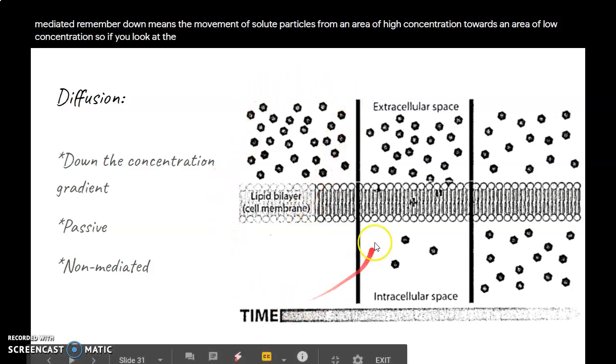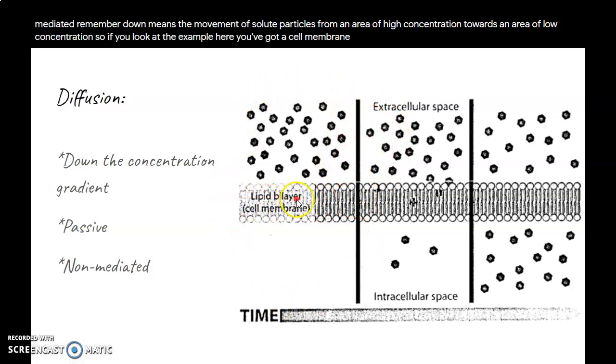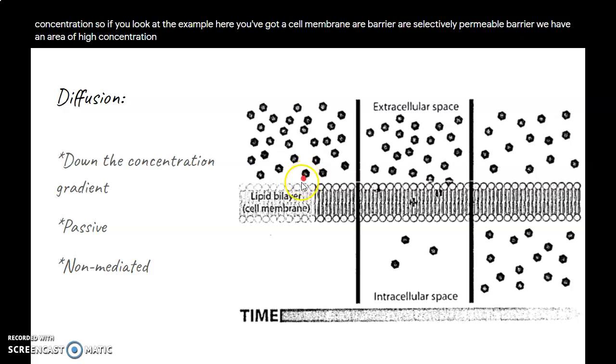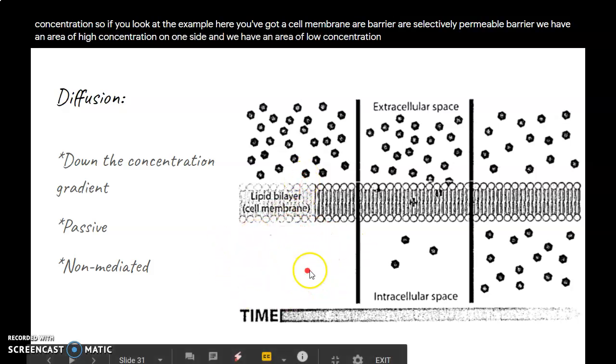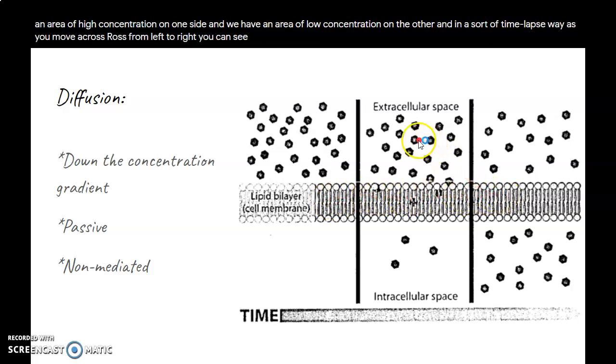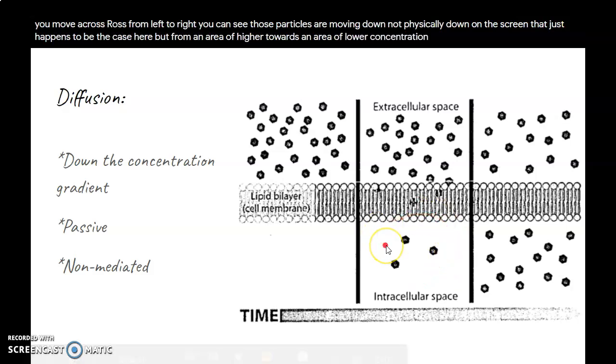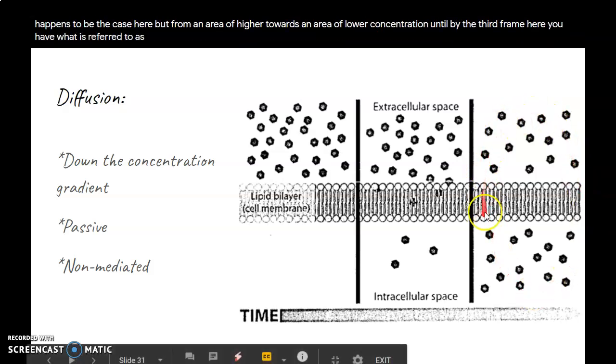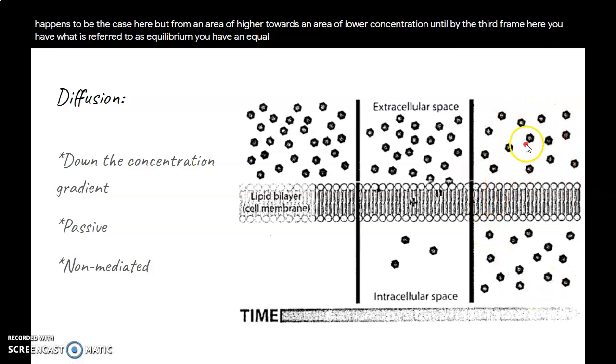So if you look at the example here, you've got a cell membrane, our selectively permeable barrier. We have an area of high concentration on one side, and an area of low concentration on the other. And in a sort of time-lapse way, as you move across from left to right, you can see those particles are moving down. Not physically down on the screen, that just happens to be the case here, but from an area of higher towards an area of lower concentration, until, by the third frame here, you have what is referred to as equilibrium. You have an equal concentration of solute particles on both sides of the cell membrane.